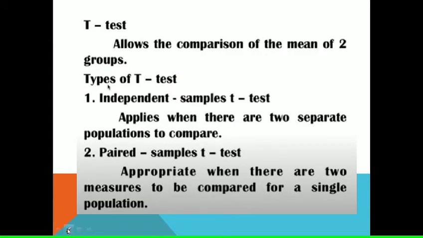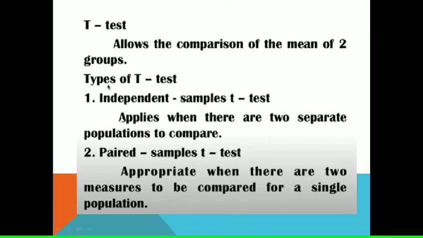For the inferential statistic treatment, we have the parametric t-test. The t-test allows the comparison of the means of two groups. There are two types of t-test. We have the independent t-test and the paired sample t-test.